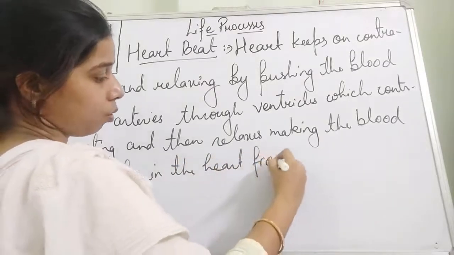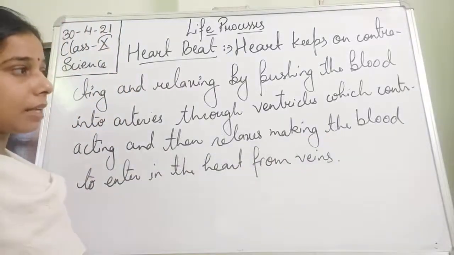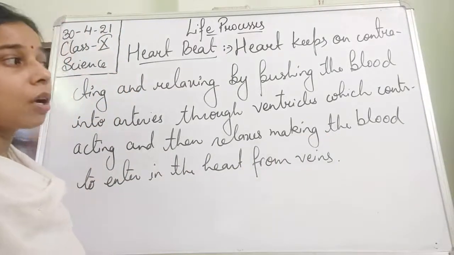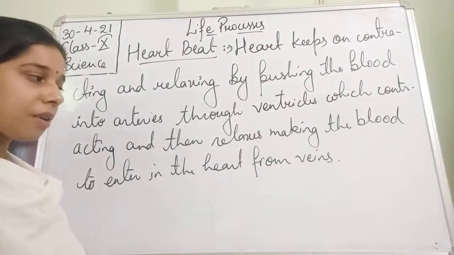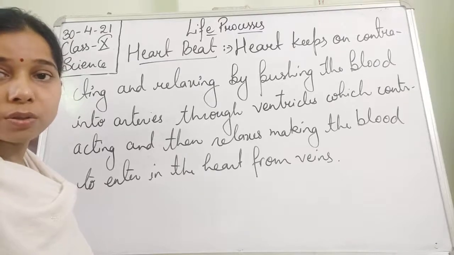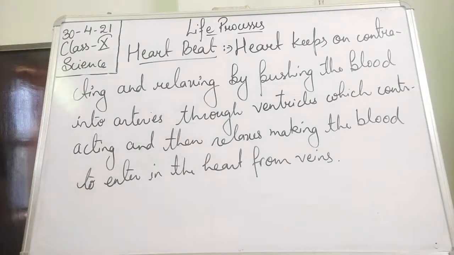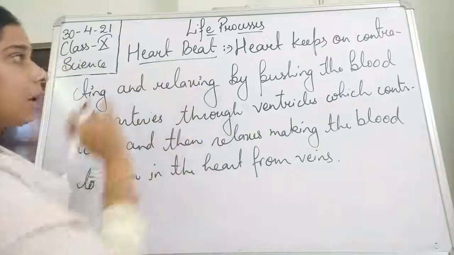So this contraction and relaxation occur because of the contraction of the ventricles and relaxing, so that the veins carry the blood to the heart, students. This contraction and relaxation of the heart will make the heartbeat.